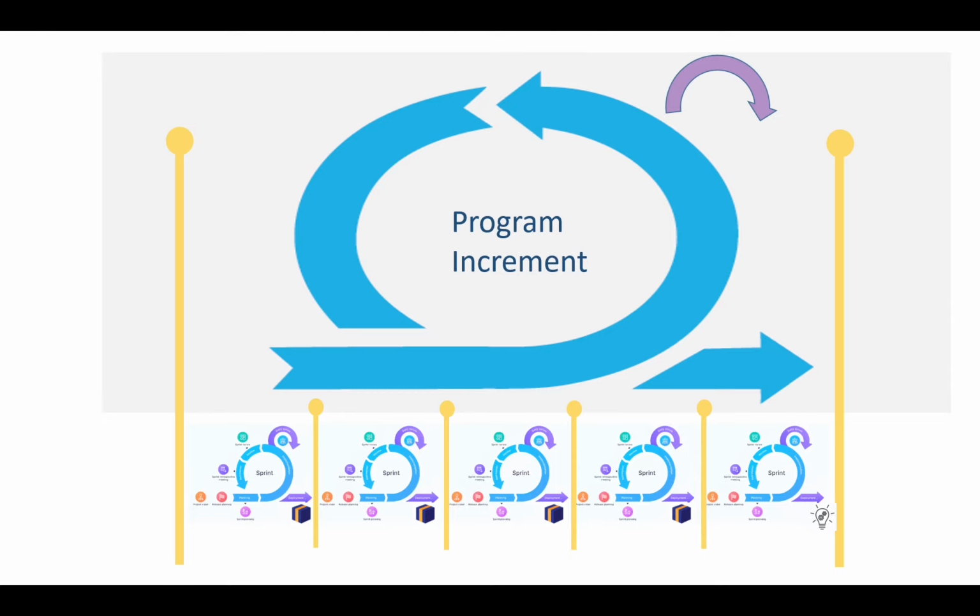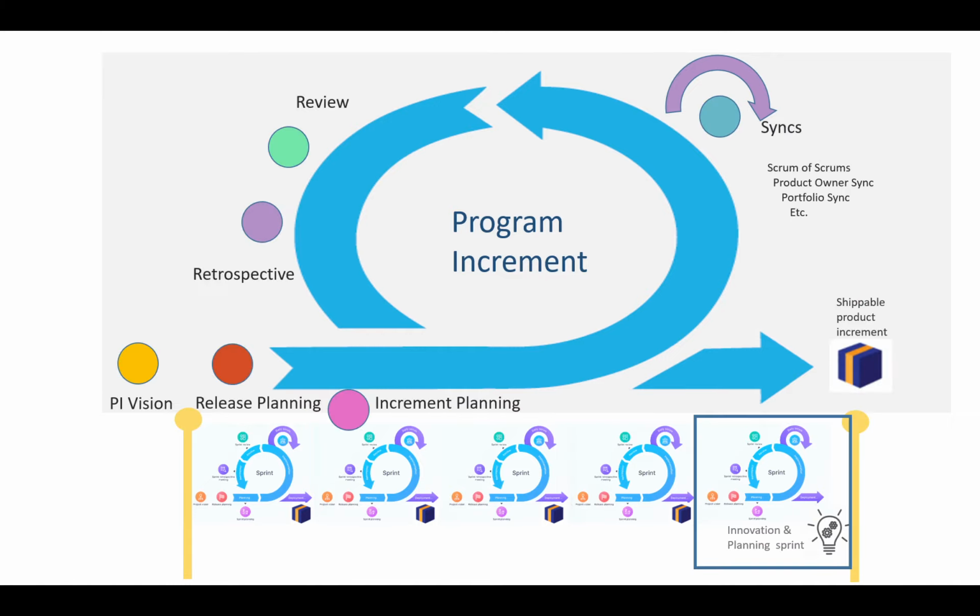And activity in a program increment is like a large Scrum cycle spanning these 10 weeks. So here I've depicted the program increment boundaries again with those yellow markers to reflect the PI in the SAFe diagram. And just like the sprint, we've got a number of activities which happen before the program increment, which I'll abbreviate to PI. We have PI vision, release planning, which leads to our increment planning.